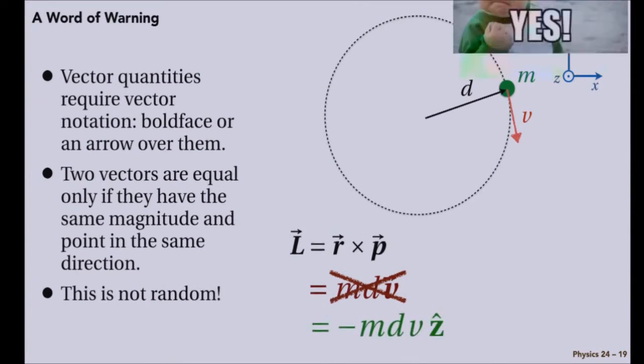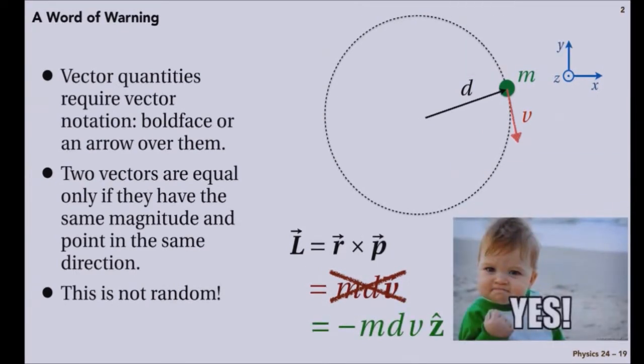All right. So in this case, it would be in the negative z direction, and because it's going around a circle, r is already perpendicular to p, so the sine of the angle between them is just 1.